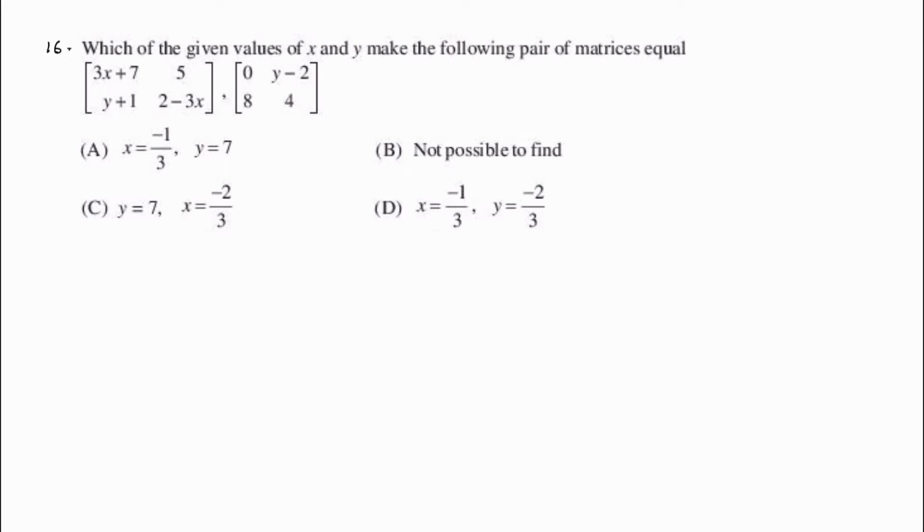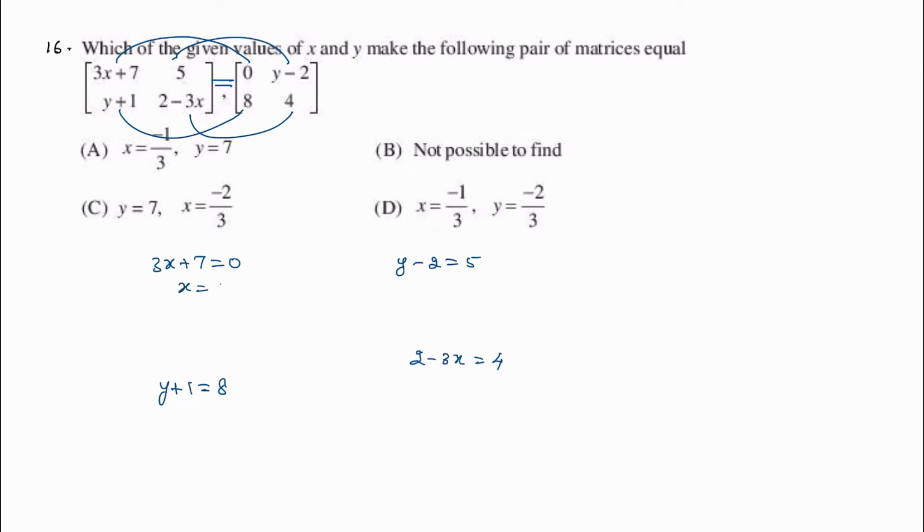Question 16. Which of the given values of x and y make the following pair of matrices equal? When two matrices are equal, we know that the corresponding elements should be equated. So 3x plus 7 equal to 0, y minus 2 equal to 5, y plus 1 equal to 8, and 2 minus 3x equal to 4.